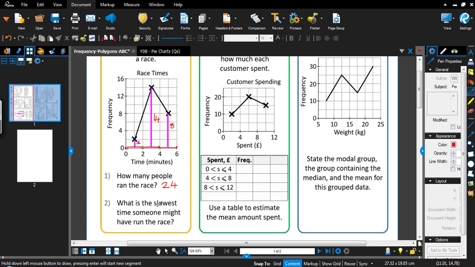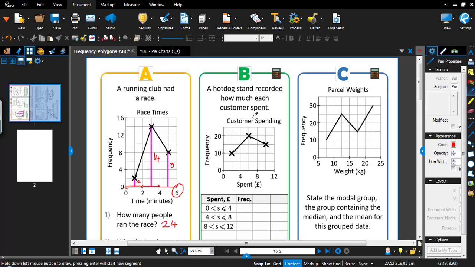So we're looking for the slowest time. If you run a race, the fastest person's time is the smallest value, right? So the slowest person's time is the largest possible value, which would be 6 minutes. So that's it, 6 minutes. Done.